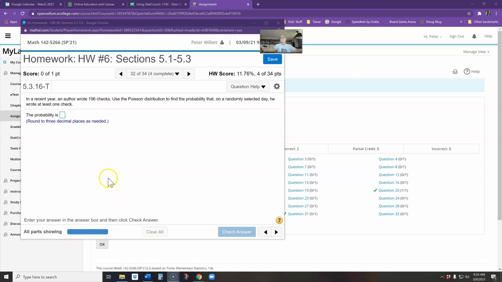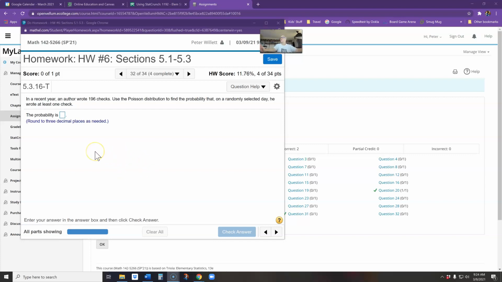Hey there, students. Want to show you how to find probabilities for a Poisson distribution. This is from Chapter 5, Section 3, and I'm specifically looking at homework number 32 on our homework set. And if you notice, there's this T in the numeration of the problem, which means that this is a technology problem. So they're expecting you to use technology, and I'm going to demonstrate, of course, using StatCrunch.